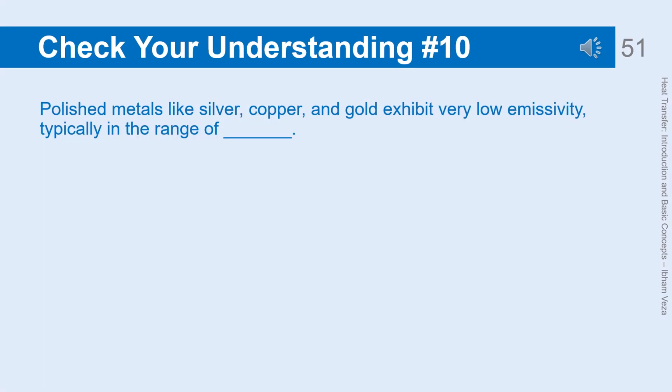Check your understanding number 10. This question asks about the typical emissivity range of polished metals. The correct answer is about 0.02 to 0.03. This very low value explains why shiny surfaces are effective radiation reflectors. This concept is often used in the design of thermal shields and radiation insulation. Understanding these numbers helps in estimating radiative heat losses.